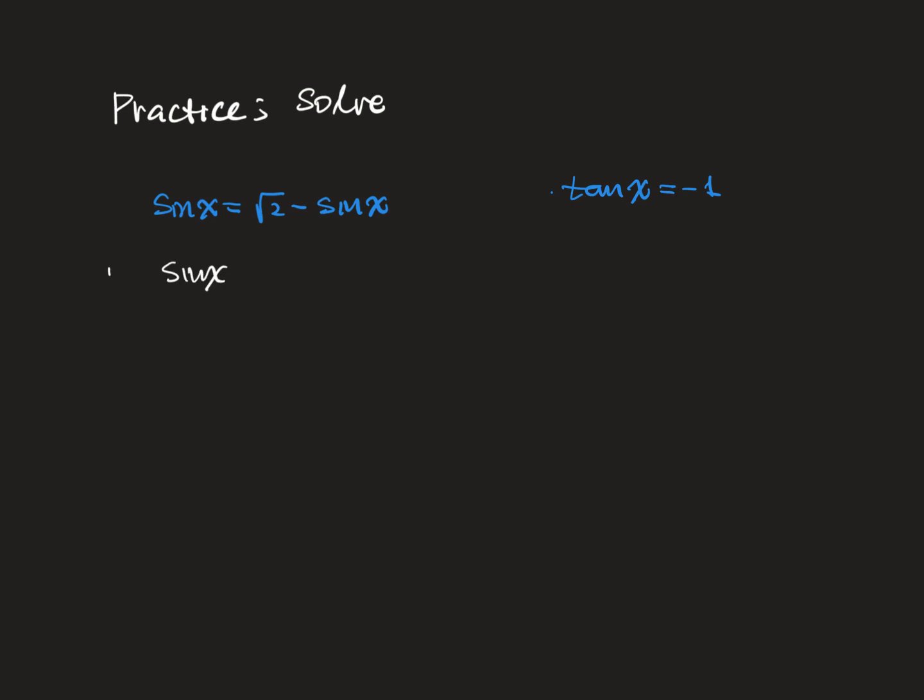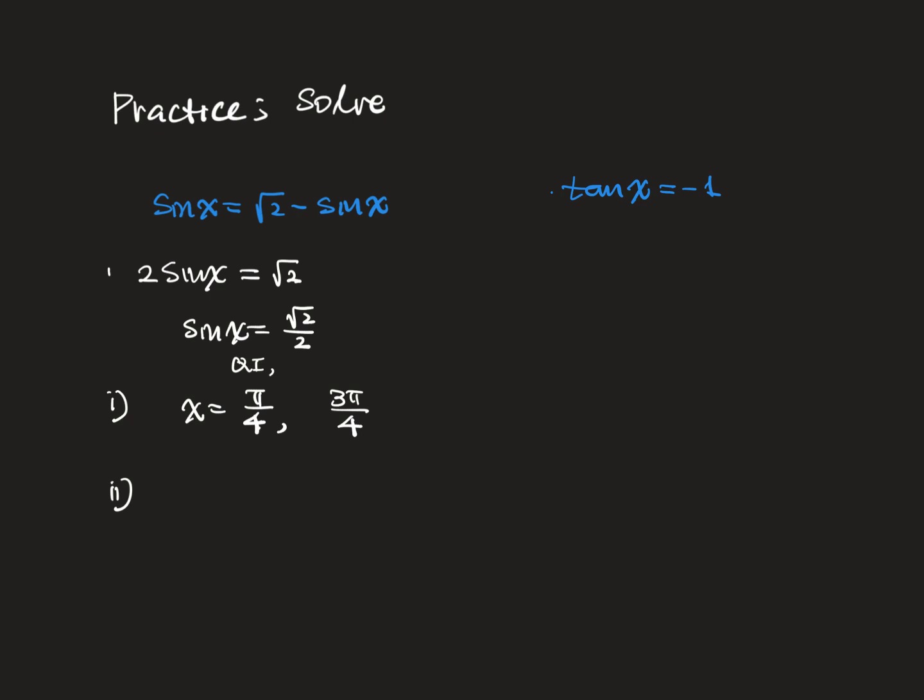Solve for sine x. 2 sine x = square root 2. Divide by 2: sine x = square root 2 over 2. First, go to the unit circle chart. What is sine x = square root 2 over 2? x is pi over 4 in the first quadrant. Another one, where sine is positive, is the second quadrant, 3 pi over 4. You find the two values.